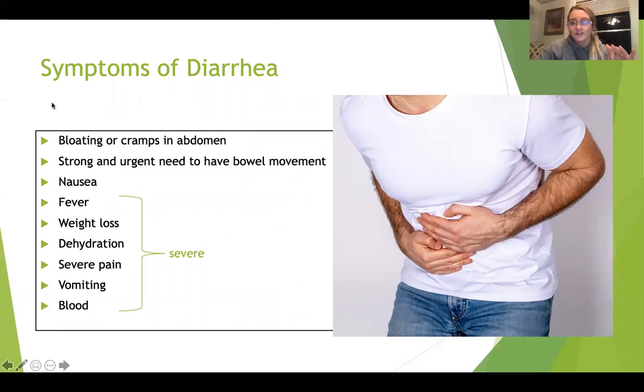Symptoms: there are less severe symptoms and then more severe symptoms. The lesser is bloating and cramping, which can be extremely painful, a strong and urgent need to have a bowel movement, and nausea. The more severe: fever, weight loss, dehydration, severe pain, vomiting, and blood. And these are when you really should go to the hospital, because when you have diarrhea, you're losing a lot of fluids and can become severely dehydrated, and they can put you on an IV to replace those fluids.